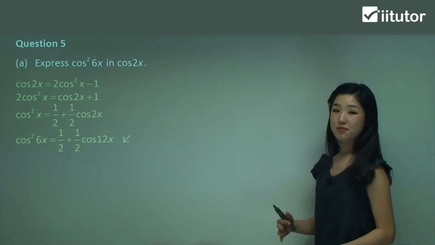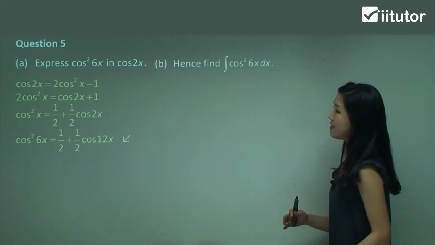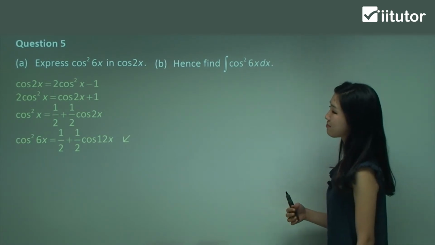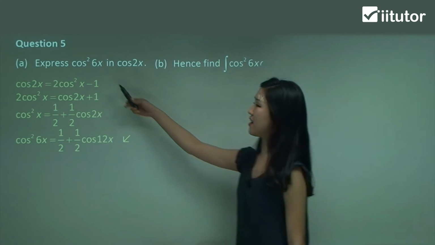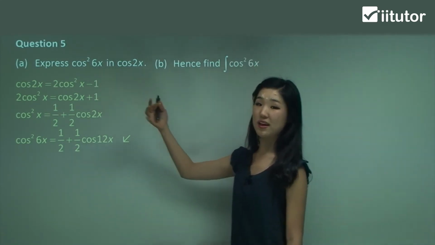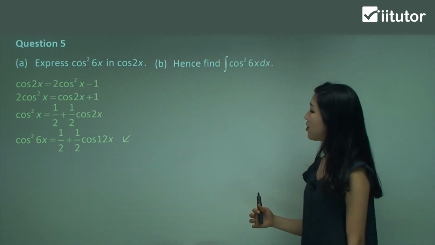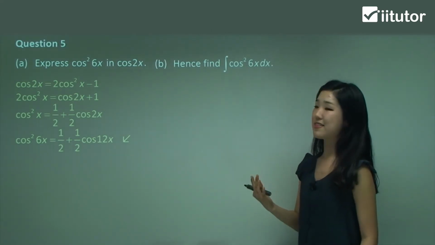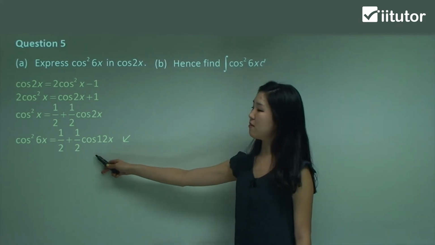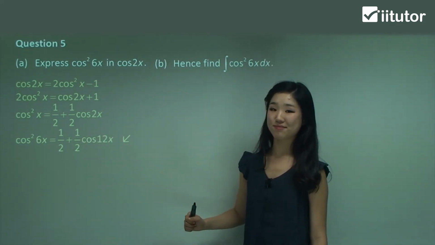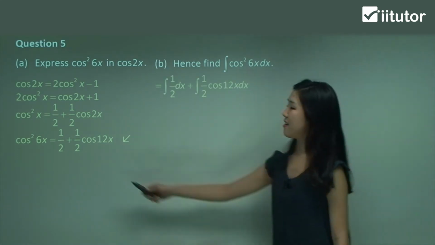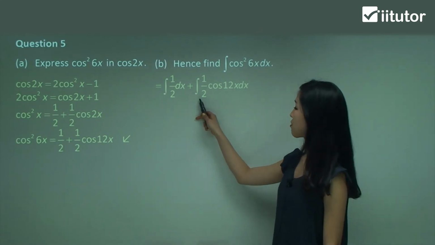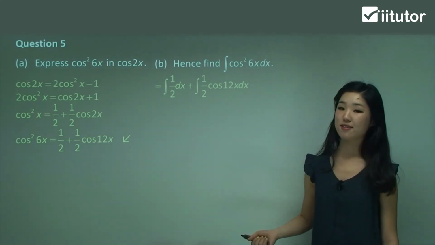So now that I've got that, I'm simply going to do part B, because it says, hence, find the integral of cos 6x squared dx. Basically, it's asking us to integrate this one over here, cos 6x squared. So, guys, again, it's something to the power of 2. We cannot integrate that. So we must use our answer in part A. So I'm simply going to integrate this outcome. So it becomes the integral of half dx plus the integral of half cos 12x dx.